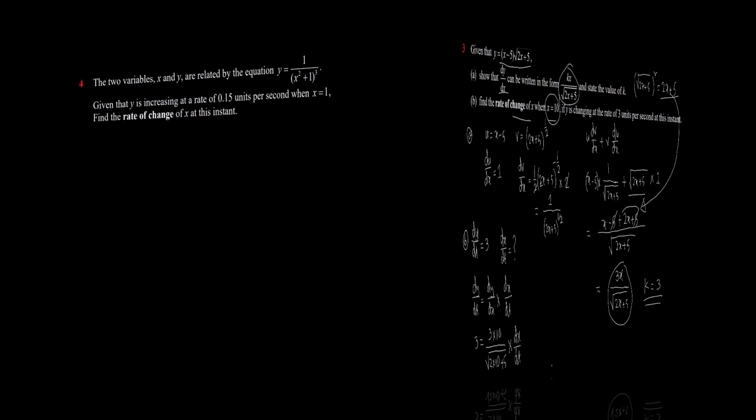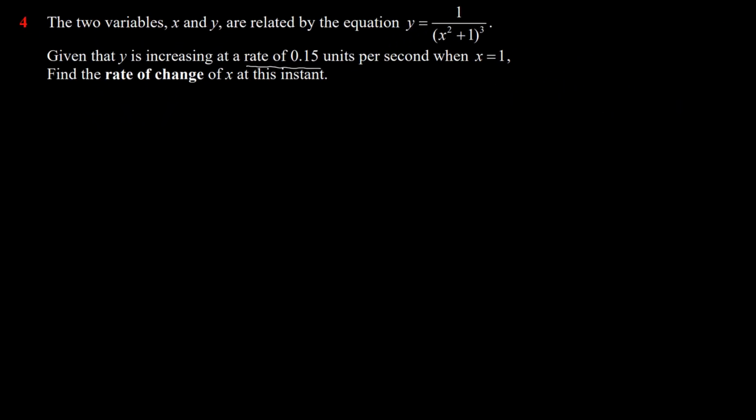This is the third question. y is increasing at a rate. Let me write the relation. dy by dt is given, which is 0.15. When x equals 1, we are going to find the rate of change of x, meaning dx by dt, they are asking. What is the dx by dt value? This is the question they ask us to do.